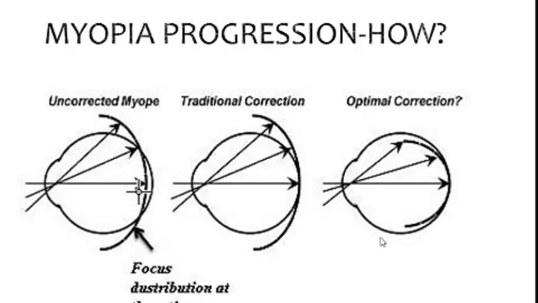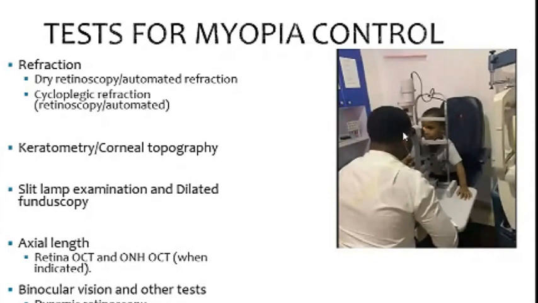What the optimal form of correction should be is to give central clear vision, but correct that peripheral hyperopic defocus to take away the optical stimulus to axial length increase, and that way we counter myopia progression.